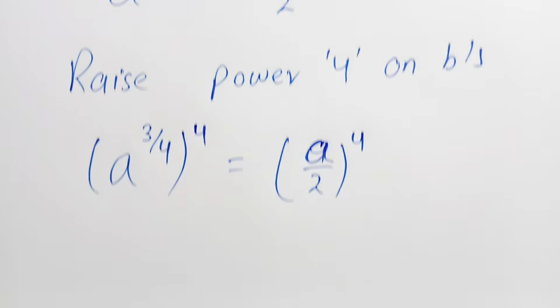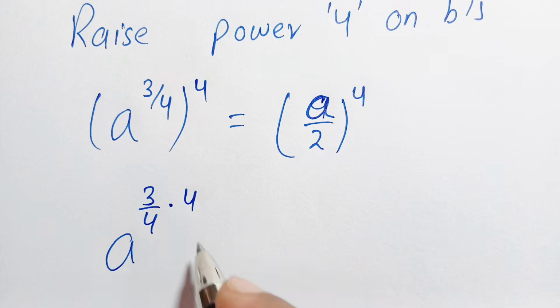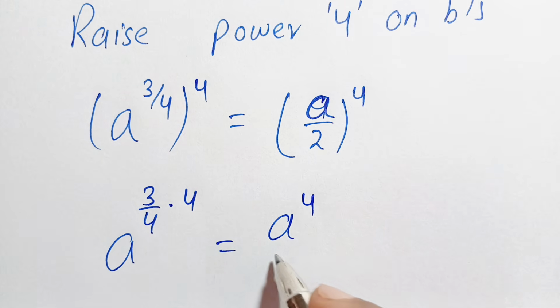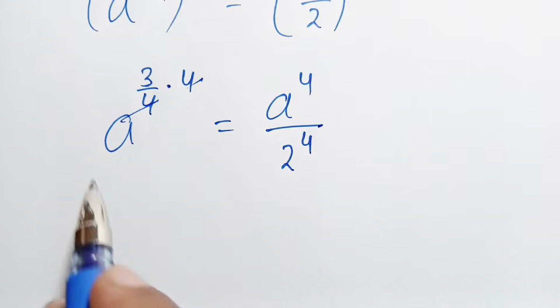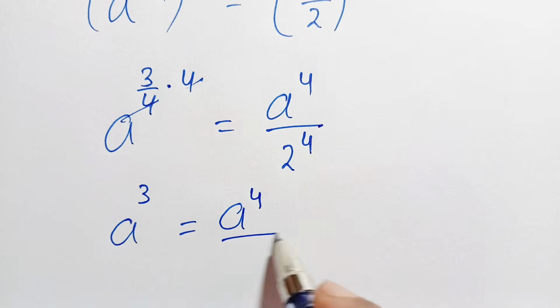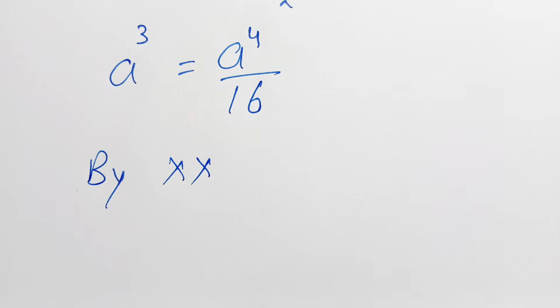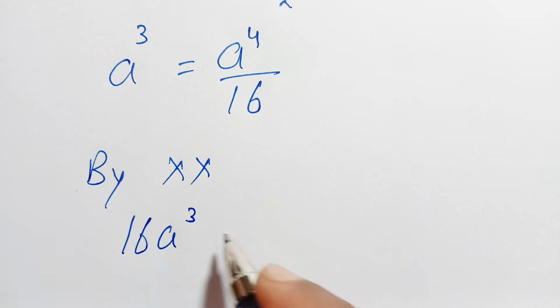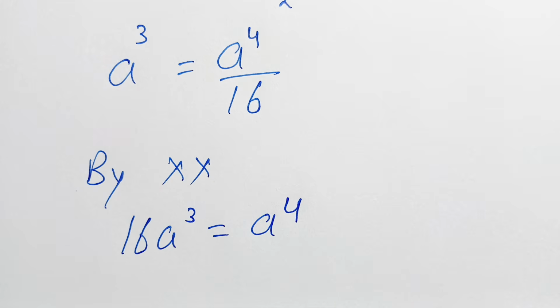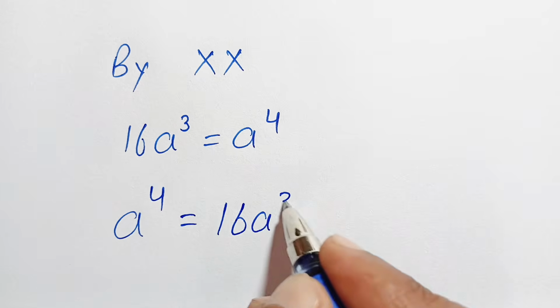Now this becomes a power 3 by 4 into 4, equal to a power 4 divided by 2 power 4. Now this will be cancelled, the leftover is a cube is equal to a power 4 over 2 power 4, and 2 power 4 means 16. Now by cross multiplication we have 16 a cube is equal to a power 4. Next we can write this as a power 4 is equal to 16 a cube.